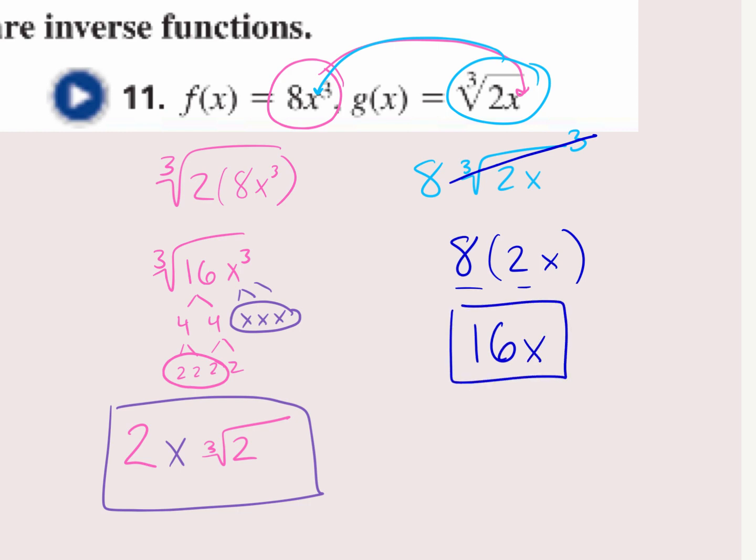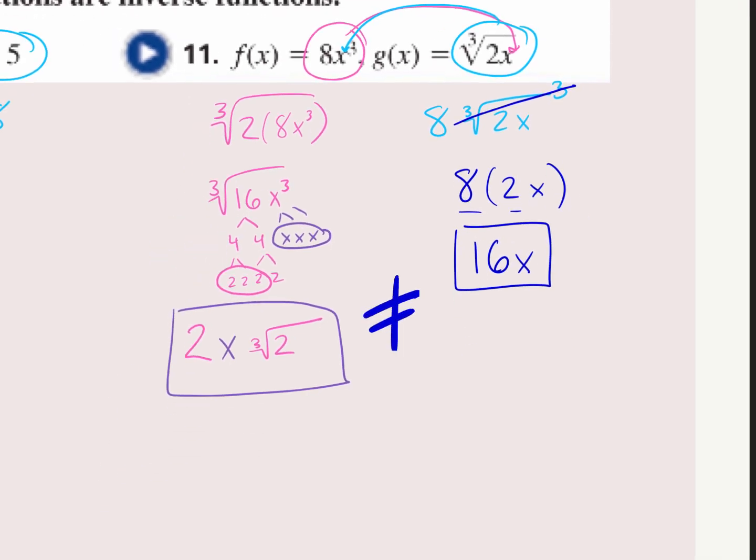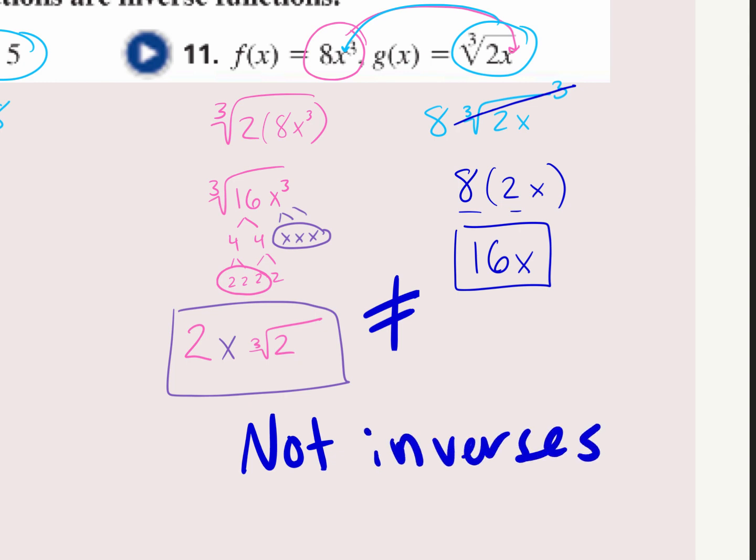Are these two inverses of each other? No, because these are not the same. They're not equal, so they are not inverses. It's not always going to be like x is equal to x, but usually that'll end up being the case because everything undoes itself.